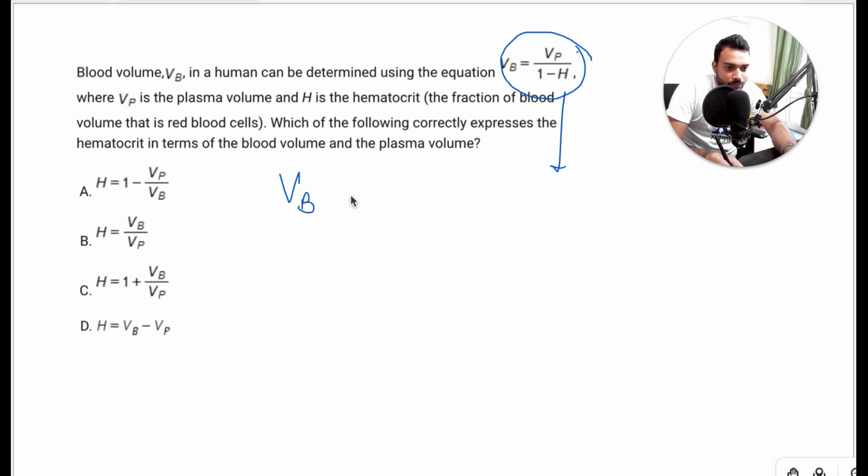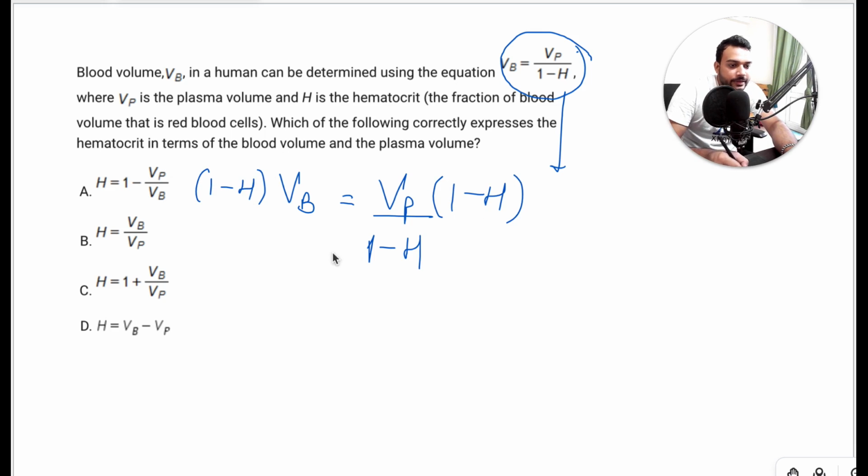Let's rewrite it. Vb is equal to Vp over 1 minus H. Since Vb was isolated in the given equation, now we need to represent H, so H will be isolated. In the sequence of rearrangements, we'll first take the 1 minus H to the numerator. For that, we'll multiply both sides with 1 minus H. Now, this and this cancel. So 1 minus H times Vb is equal to Vp.